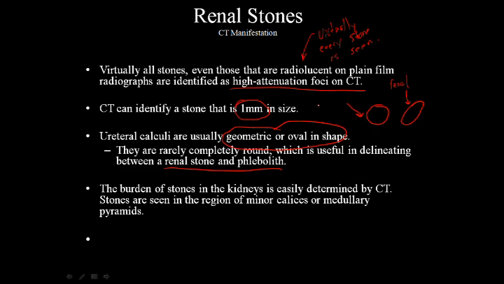The burden of stones in the kidneys is easily determined by CT. Stones are seen in the region of minor calyces or medullary pyramids most often. So usually this is where you're going to see them, or you're going to see them in the UPJ or down the ureter.